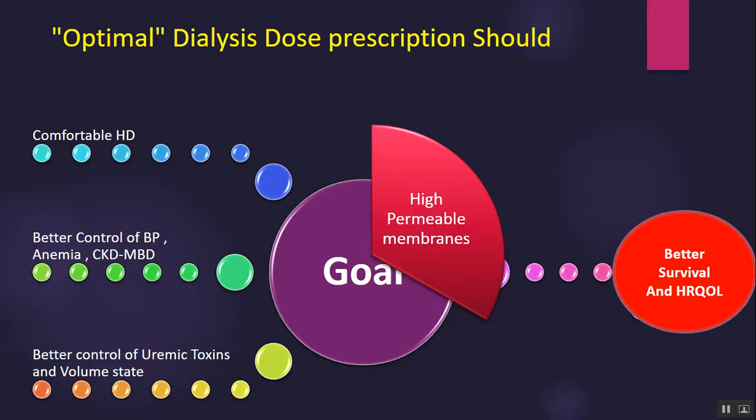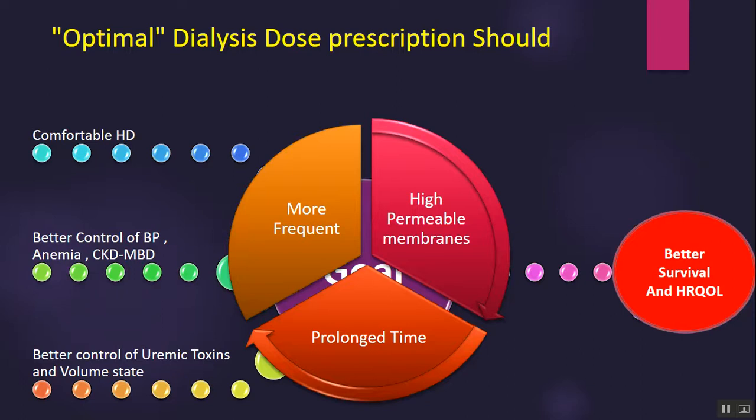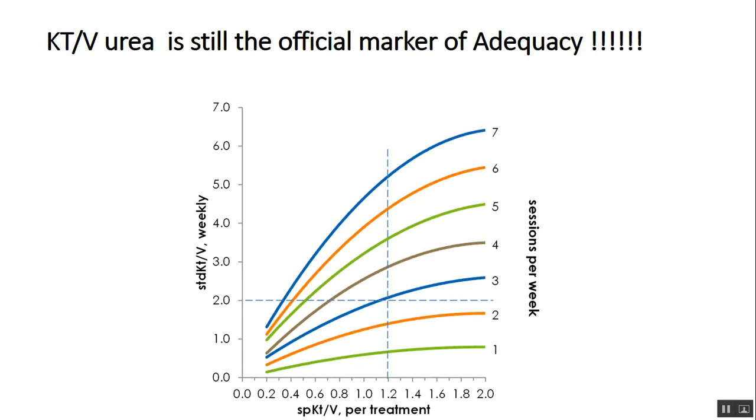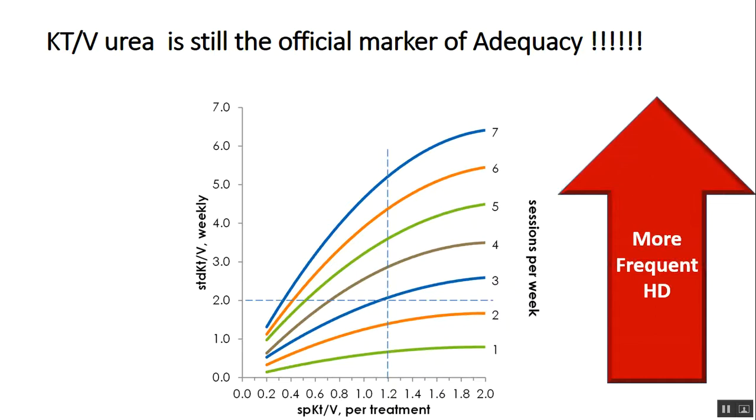To achieve this goal we need a highly permeable dialysis membrane, high flux definitely, prolonged time, more frequent hemodialysis. KT over V is still the official marker of adequacy. We will find that in all the guidelines they are still looking for urea removal, while 2.2 for patients doing hemodialysis twice weekly and at least 1.3 KT over V per session for patients doing thrice weekly dialysis.